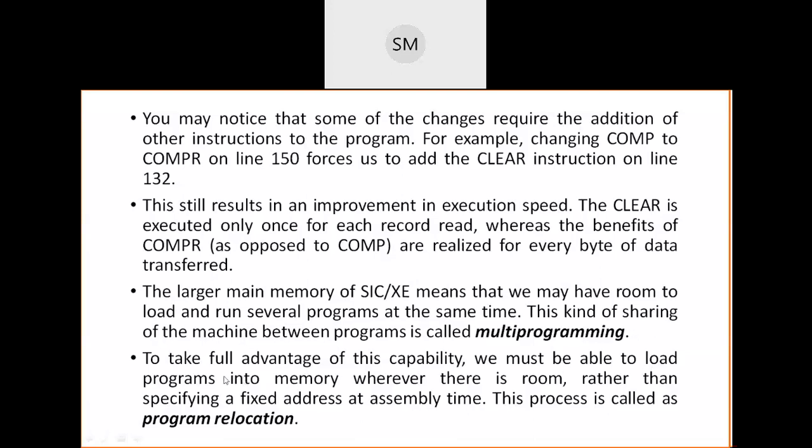we must be able to load the programs into memory wherever there is room. Instead of loading and running only a single program at a time, we can load multiple programs at the same time and execute them. Wherever the space or memory is available, in that space I will store my instructions, instead of specifying a fixed address at assembly time. And this process is called program relocation. Remember.